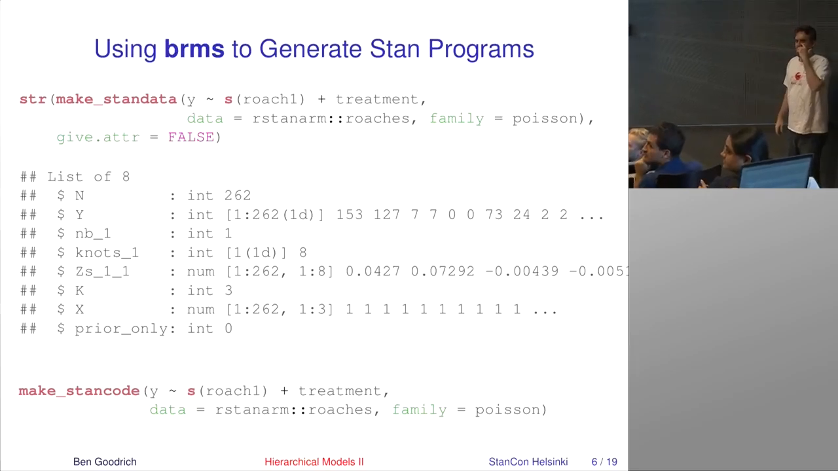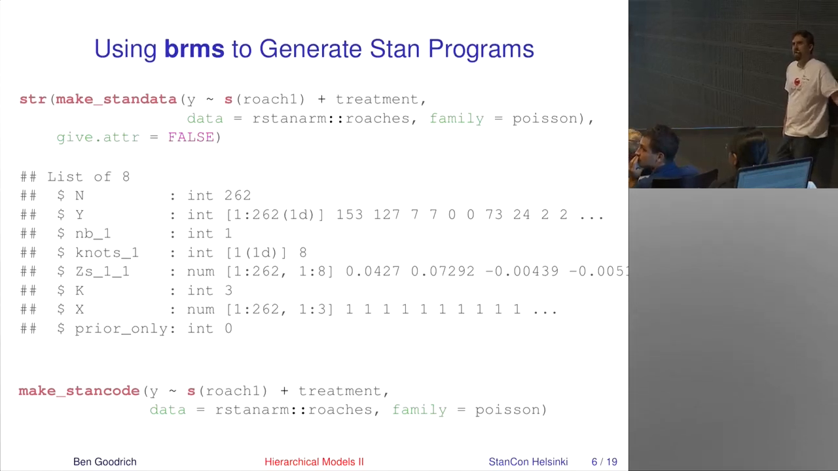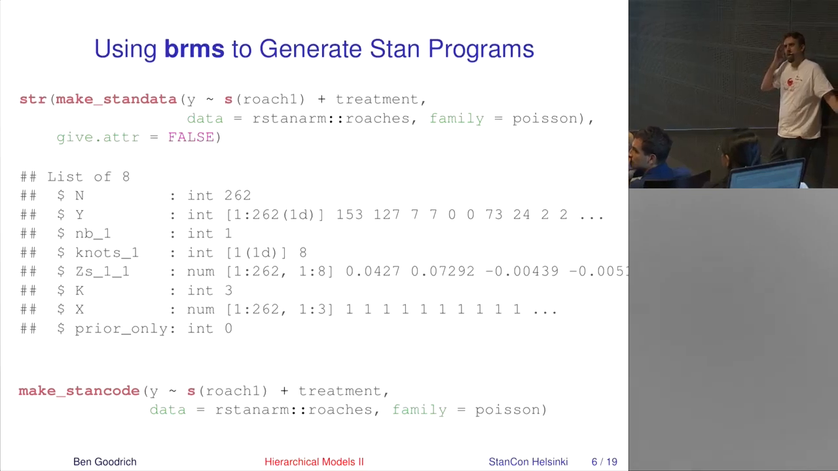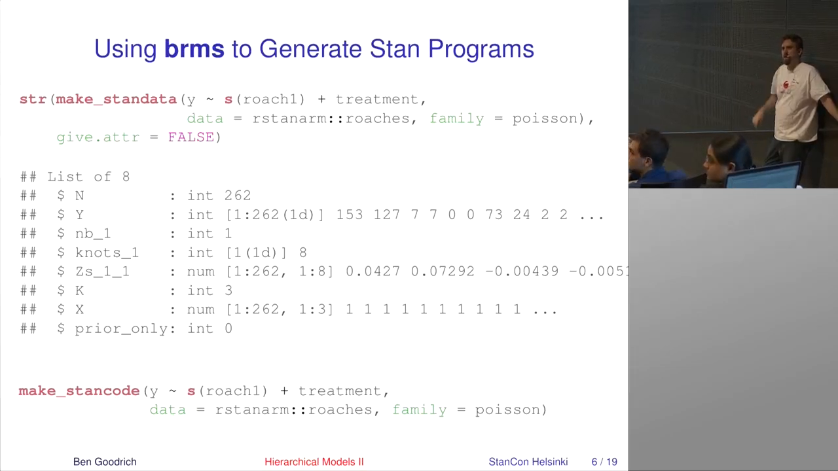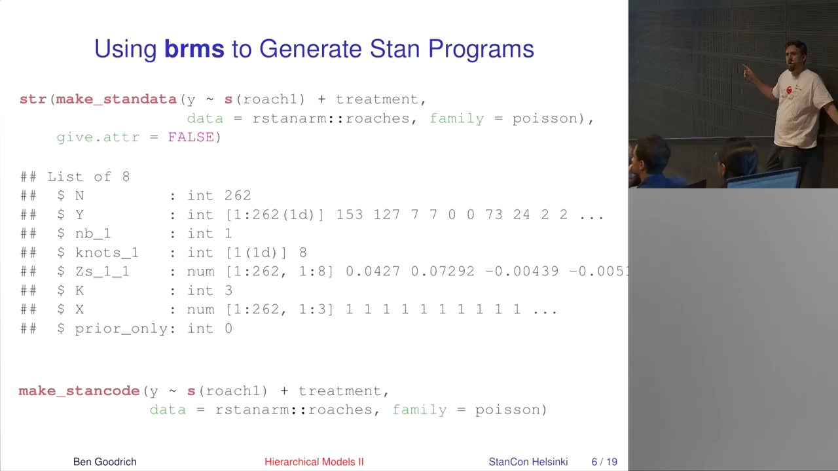Just 2 syntax questions. You used BRMS to specify this model, right? Where's the code that specified that you wanted to center your variables? Okay, and then you had another question? The second question is the line of data equals rstanarm::roaches. I'm just wondering, I haven't seen that syntax before.